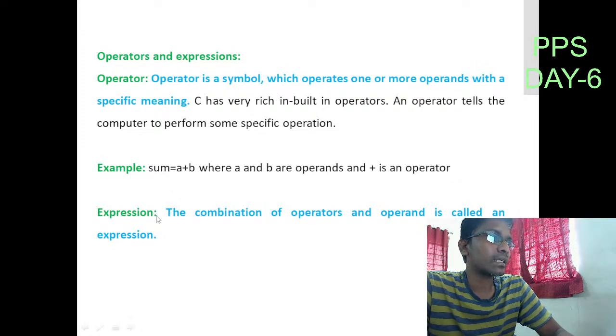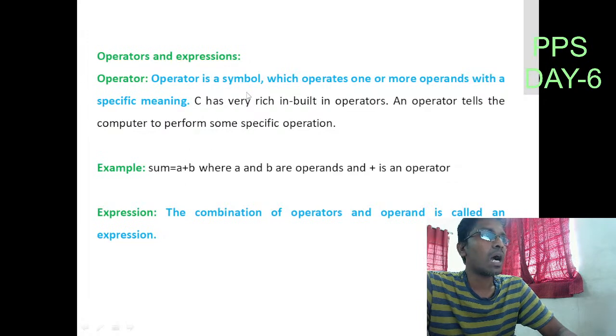So what is an expression? The combination of operators and operands is called an expression. For example, a plus b, or sum is equal to a plus b, is called an expression. For example, sum is equal to a plus b. So it is an expression. So that is about operators and expressions.